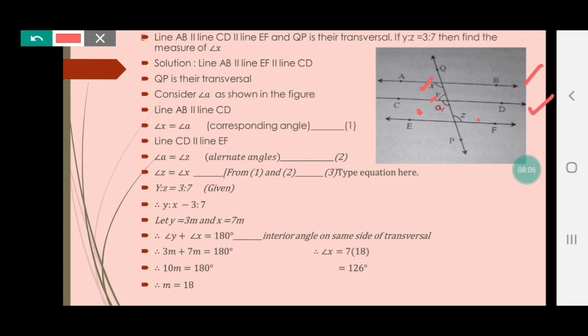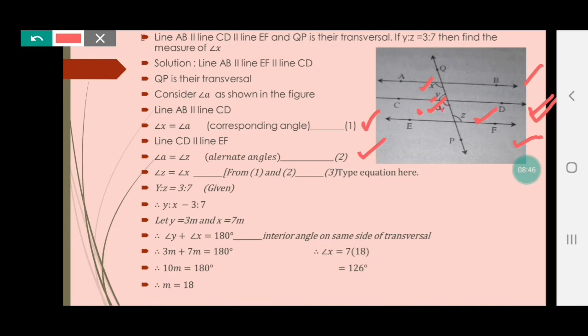So angle X will be equal to angle A, corresponding angles. Okay. So angle A is equal to angle X. This is my equation number 1. Okay. Now after that, CD is parallel to EF. CD is parallel to EF and again QR is the transversal, right? So as they are parallel, angle A will be equal to angle Z. Alternate angle test, right? This will be my equation number 2.